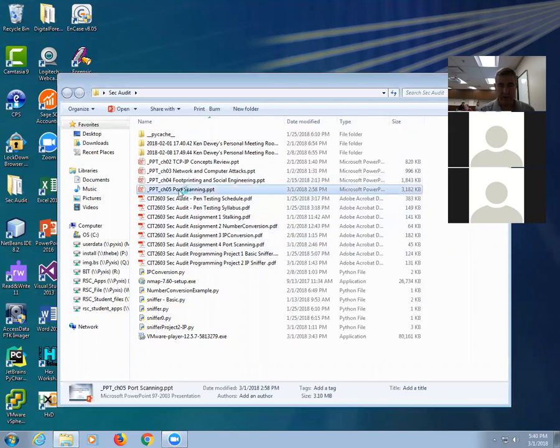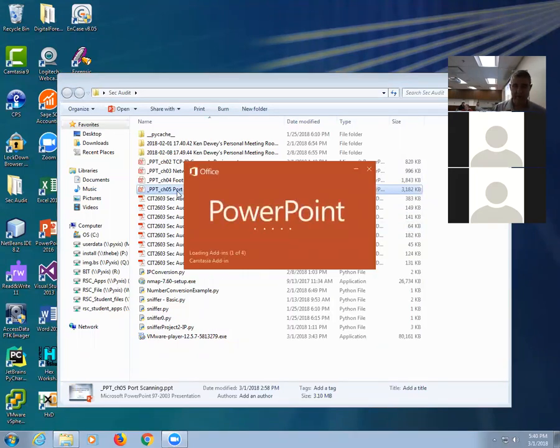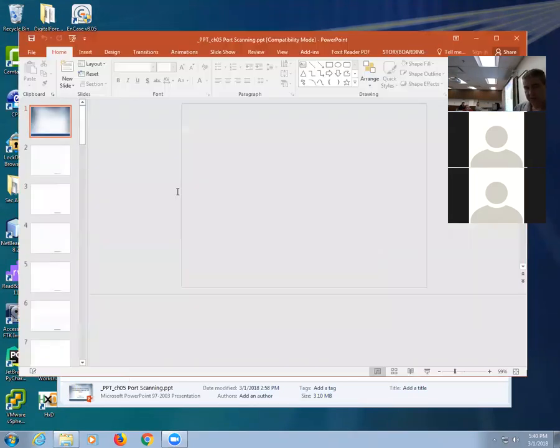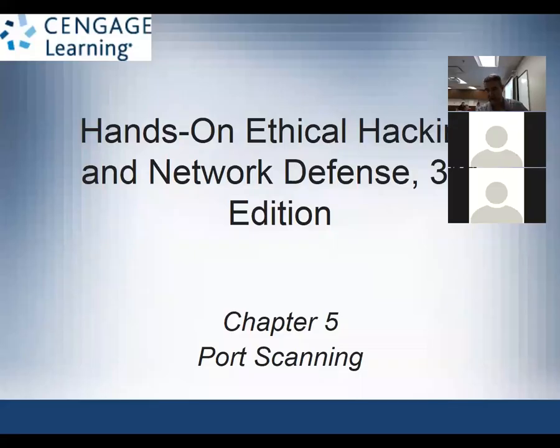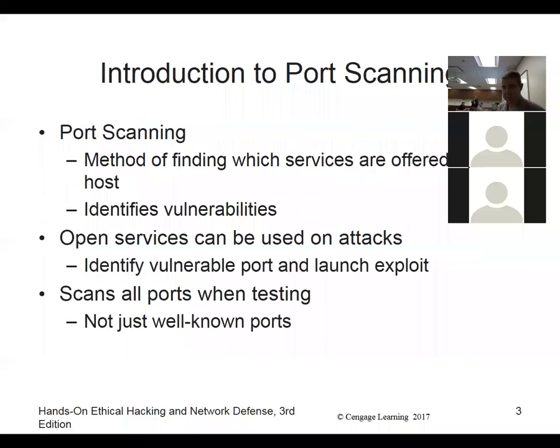We're going to start covering the slides for chapter 5. All right. Port scanning. Once again, the slides are lacking in certain areas, so I added a lot more slides than what came with it. Port scanning.